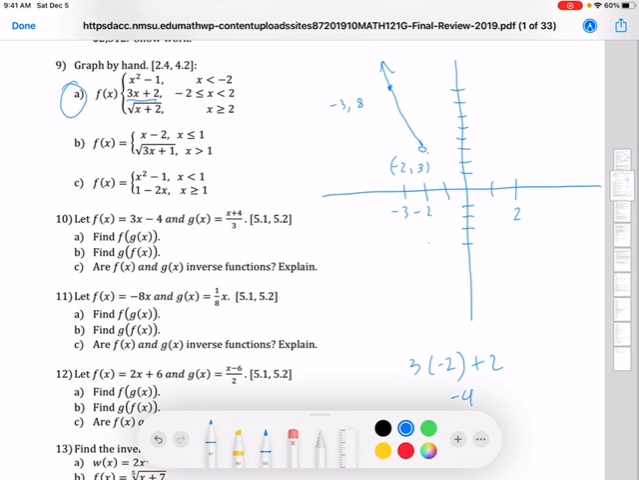is this one. Is this solid or open? It should be solid because of this. The endpoint of this line should be when x is 2. 3 times 2 is 6, plus 2 is 8. 2 comma 8 is this one. Should it be open or closed? It should be open there because of this.